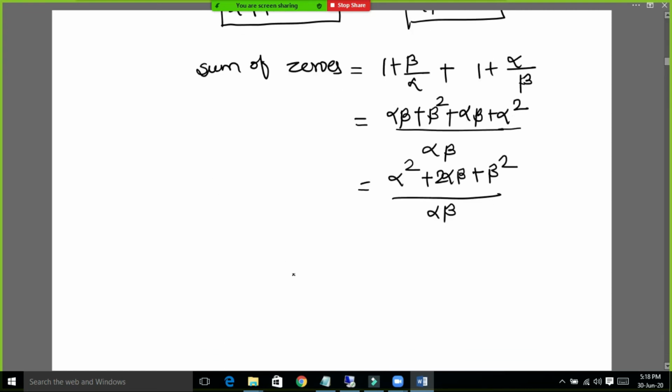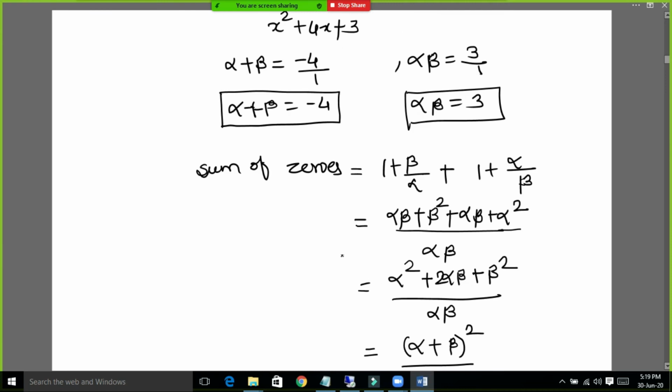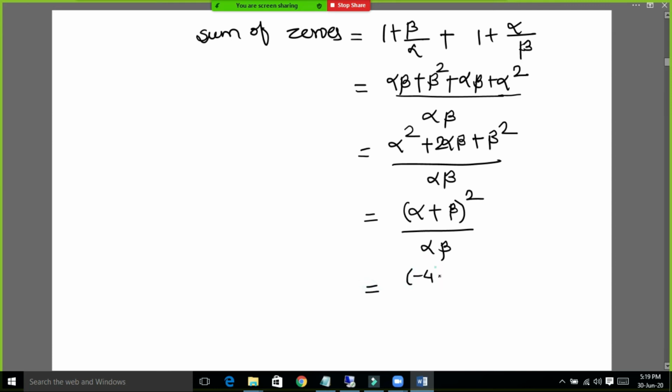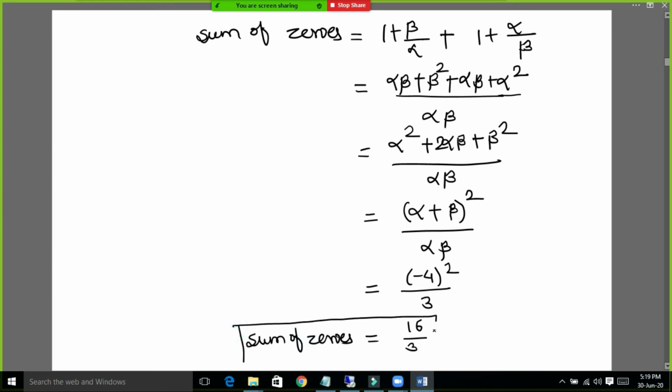So in the numerator we get alpha square plus 2 alpha beta plus beta square. This is the standard identity for a plus b whole square. So alpha plus beta whole square upon alpha beta. Now we have the value of alpha plus beta, that is minus 4, and alpha beta is 3. That is equal to minus 4 square upon alpha beta is 3. So minus 4 square is 16, 16 upon 3. This is the value for sum of zeros. That is 16 by 3.